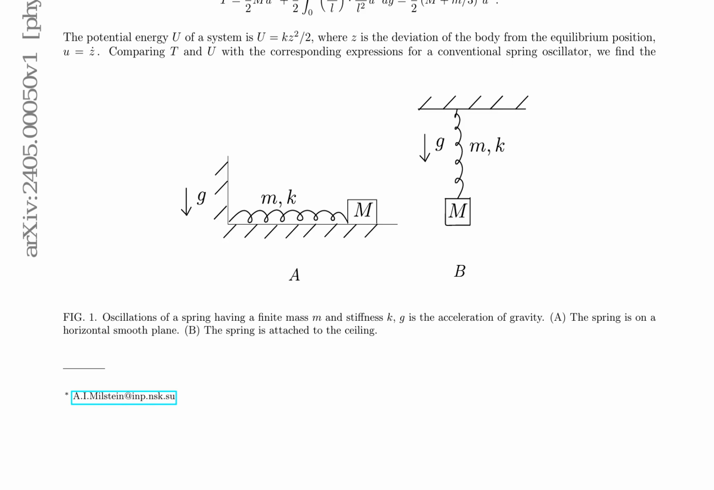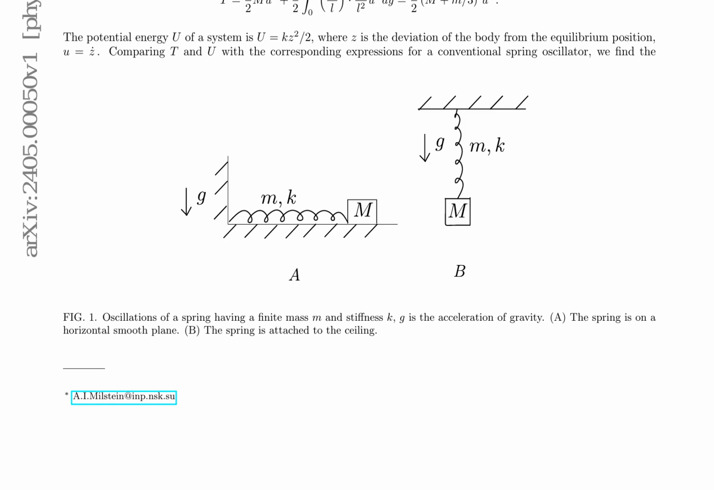The problem is solved using the Lagrange equations of the second kind for two scenarios. A. The spring lies on a smooth table, and B. The spring is attached to the ceiling. In both cases, the correct frequencies of small oscillations are derived, highlighting the importance of considering the spring's kinetic energy. Ultimately, the solution to this seemingly simple problem is non-trivial and requires careful consideration of the spring's kinetic energy.